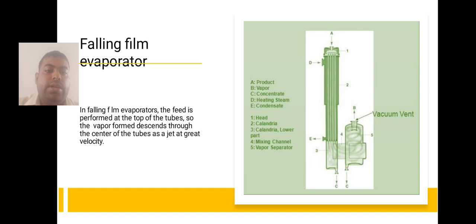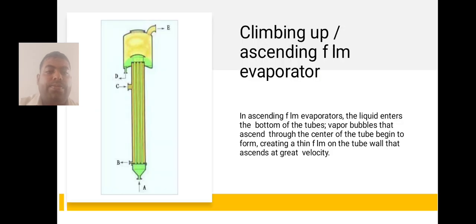Falling film evaporator. In this, the feed is performed at the top of the tubes, so the vapor formed descends through the center of the tubes as a jet at great velocity. Climbing or ascending film evaporator. In this, the liquid enters the bottom of the tubes. Vapor bubbles that ascend to the center of the tube begin to form, creating a thin film on the tube wall that ascends at greater velocity.